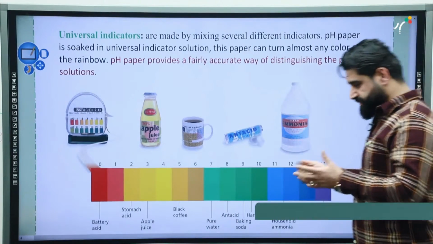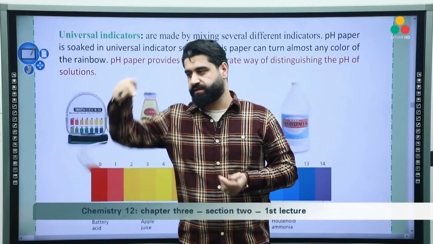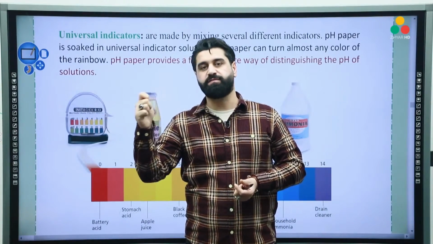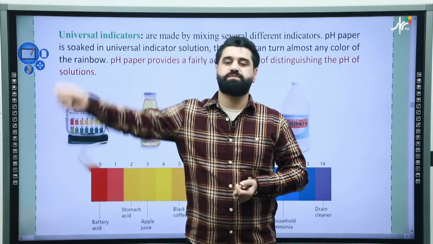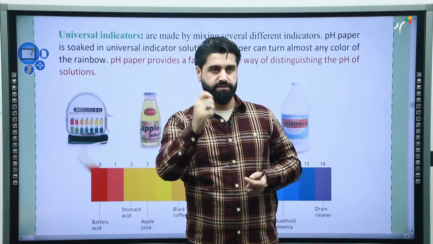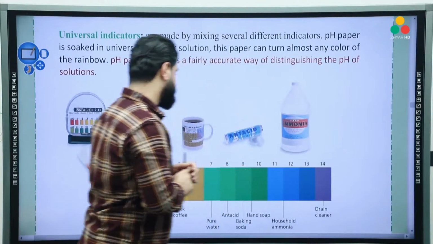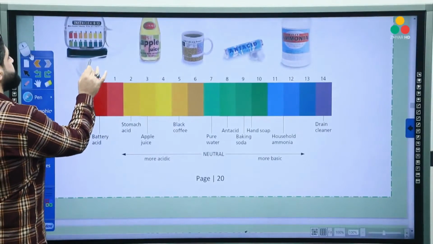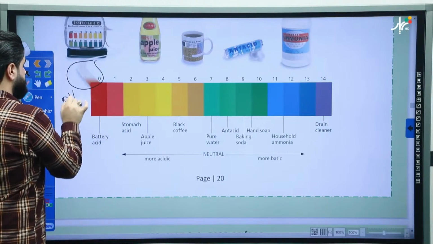We just prepare a mixture of indicators and then we soak a paper called pH paper and let it dry. Now this paper is impregnated with universal indicator. If we put this paper into any medium, it will show a different color according to the pH of the medium. Then we can decide the pH value of that medium. Look, it's a piece of pH paper.